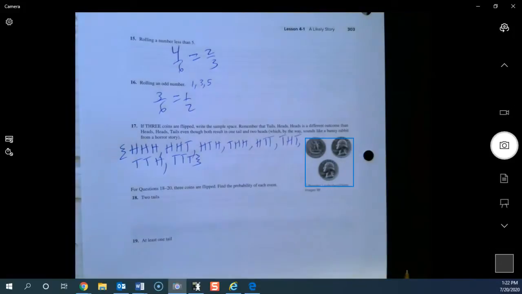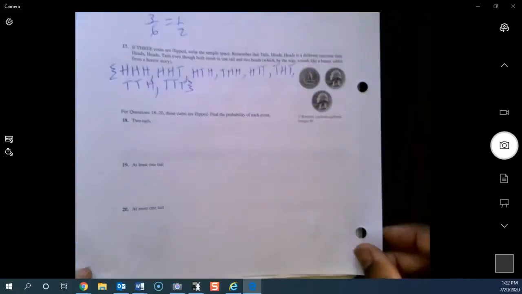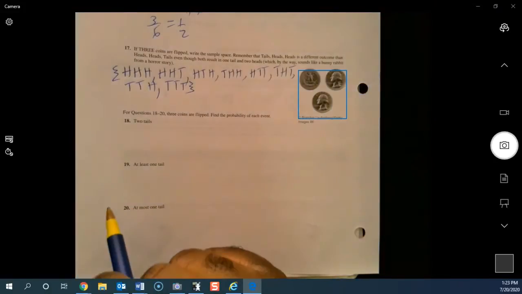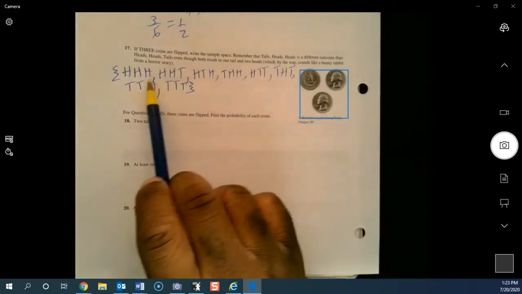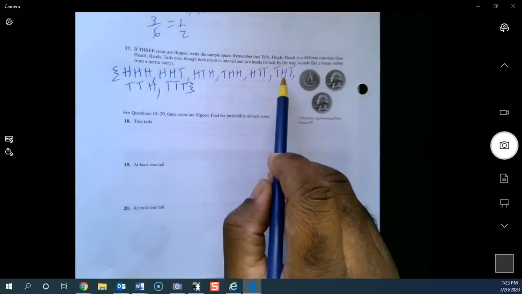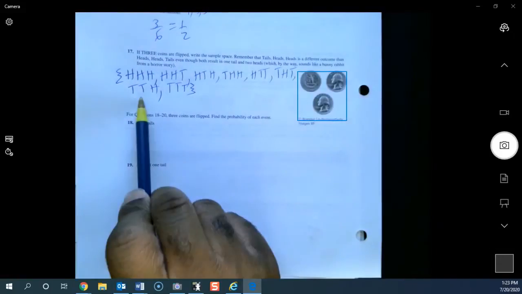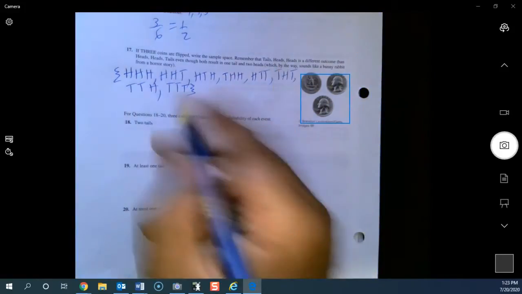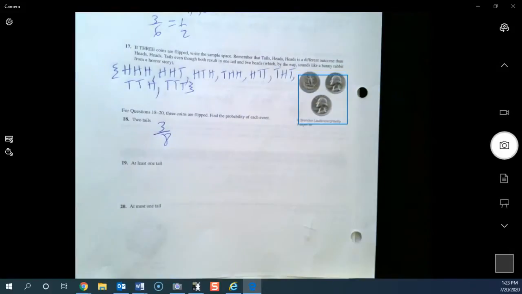Now, we come down here to problem 18. It says for questions 18 to 20, 3 coins are flipped. Find the probability of each event. Now, they want to know how many of these have 2 tails. Well, let's take a look here. We have 2 tails here. That's 1. We have 2 tails here. That's 2. We have 2 tails here, which is 3. Now this has 3 tails, so we wouldn't count that. So it's 3 that has 2 tails out of 8. So it's 3 out of 8.